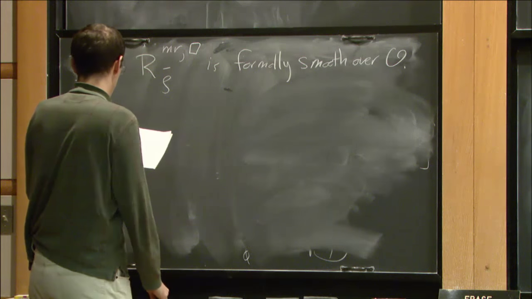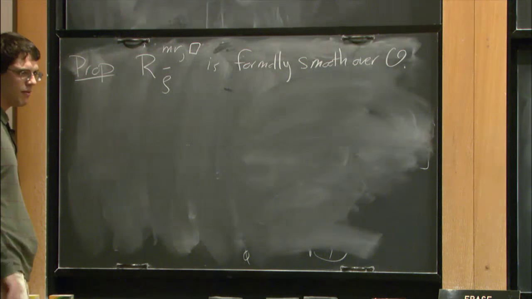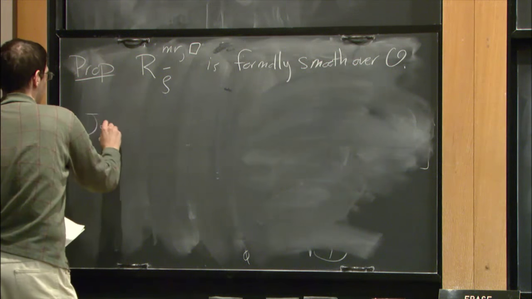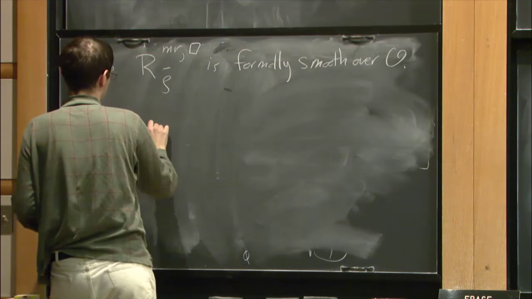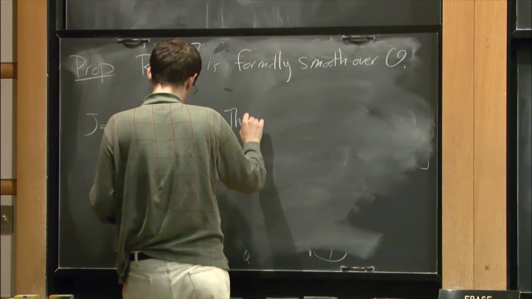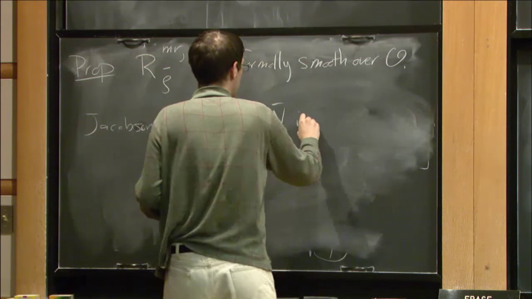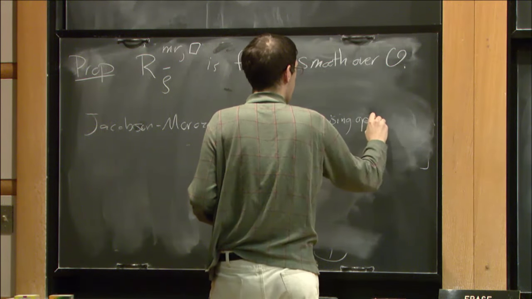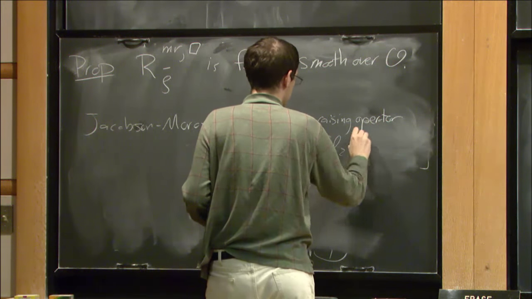Yeah. Okay. So because I can assume that p is large enough, we have versions of the Jacobson-Morozov theorem over the finite fields. And what they say is that n bar, this nilpotent, is a raising operator in an SL2 triple.